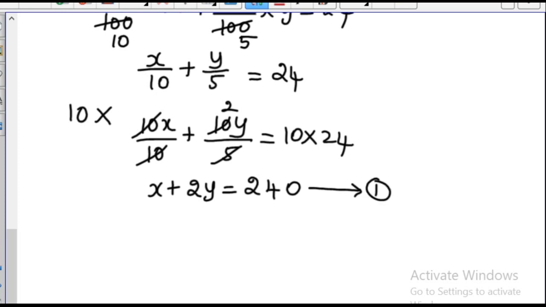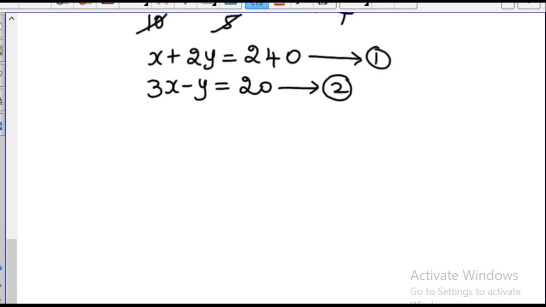Then the second equation, already it is in the usual form, so no problem, you can take it as 3x minus y is equal to 20. This is equation number 2. In these two equations we are going to choose any one of the equations. So what equation can I choose? First equation you can choose, no? So equation number 1 implies x is equal to 240 minus 2y. This plus 2y goes to the right hand side and becomes negative. Okay, so this is the x value.